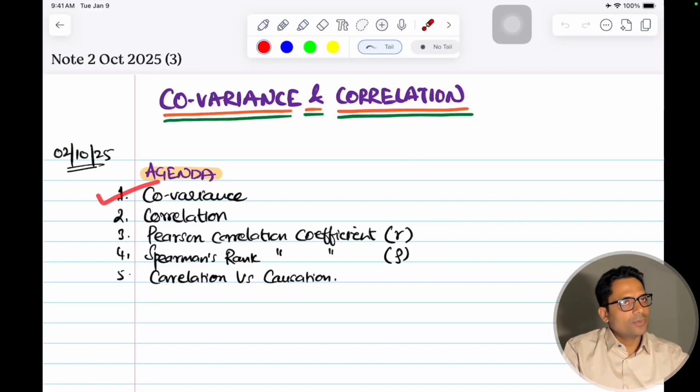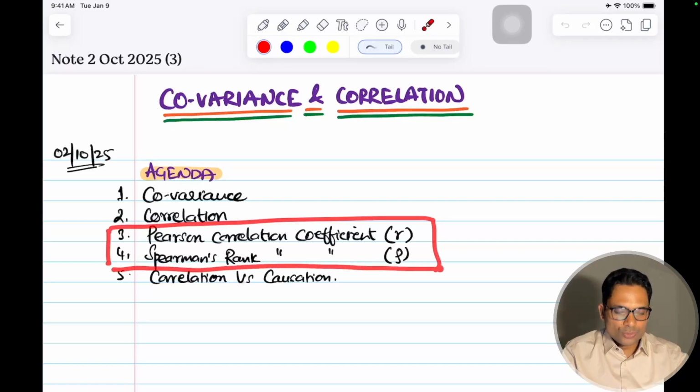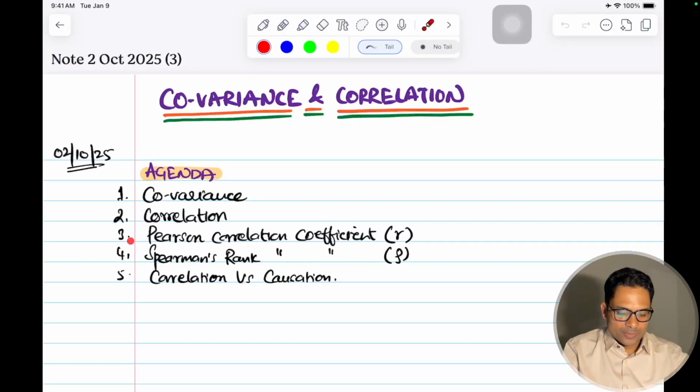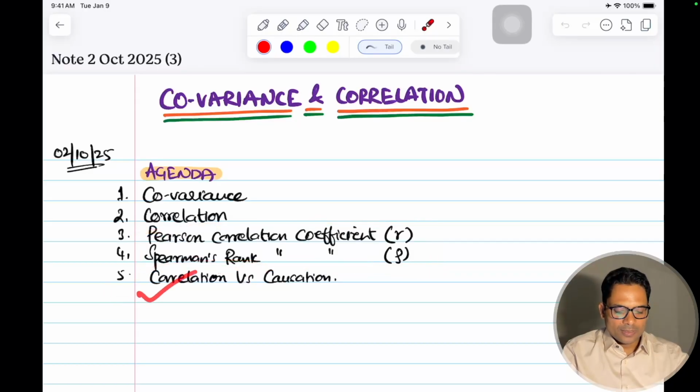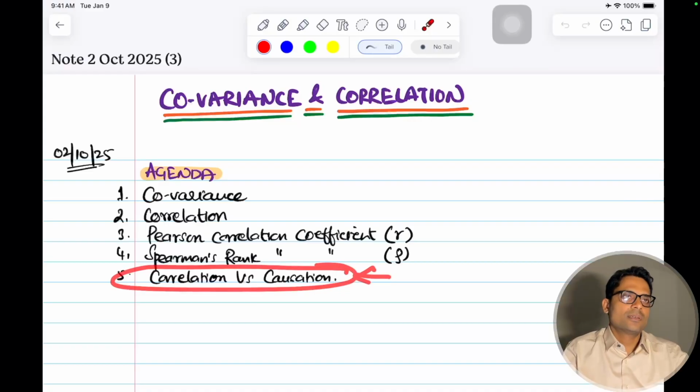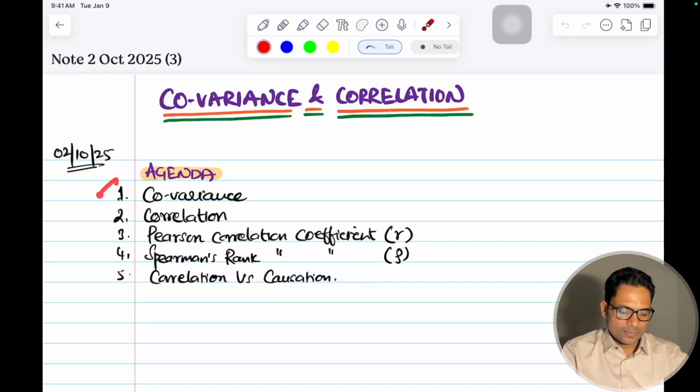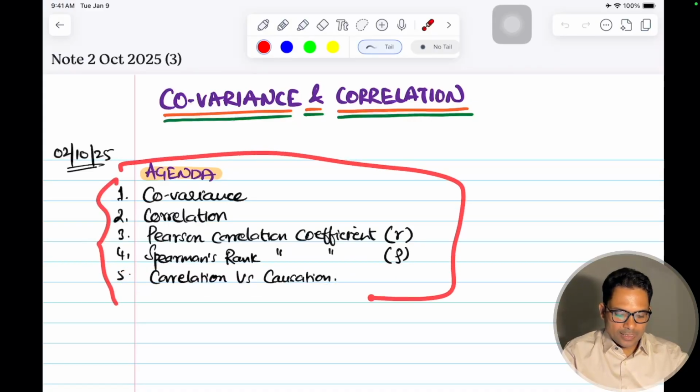So we'll discuss covariance, then correlation, and then the types of correlation used to compute it. One is Pearson's correlation coefficient, and the other one is Spearman's rank correlation coefficient. We'll also see how to calculate these. And then at the end, we'll see briefly the difference between correlation and causation. Many people get confused, so I'll give you a brief about what the difference is. Okay, so with that, let's start.